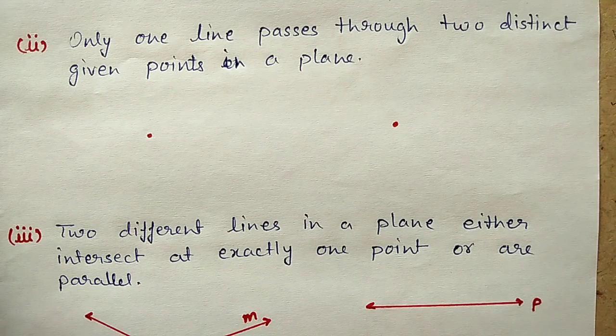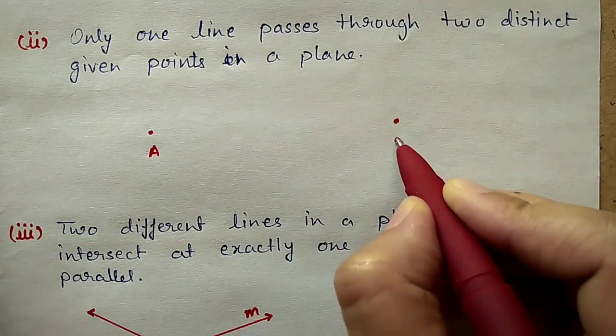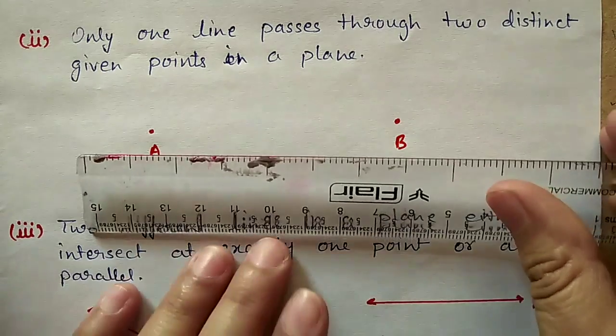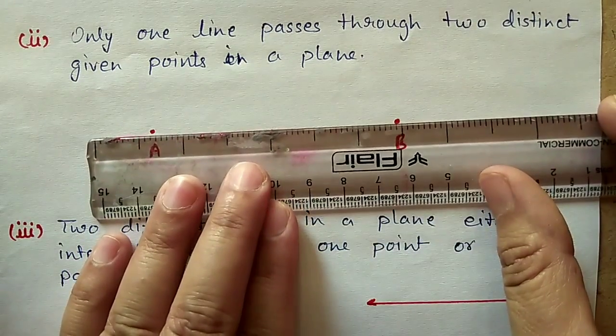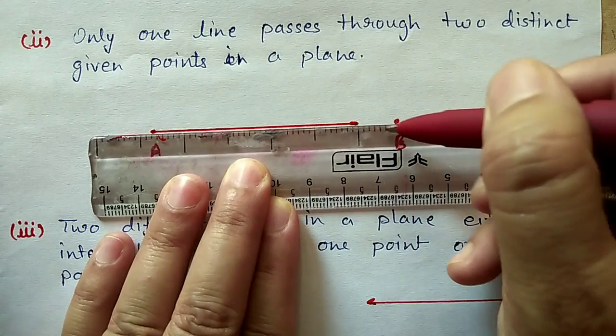Second property: only one line can pass through 2 distinct points given in a plane. Suppose we have 2 points here, A and B. So through these 2 points we can draw only one line. We don't have any other option here, only one line we can draw, A to B.